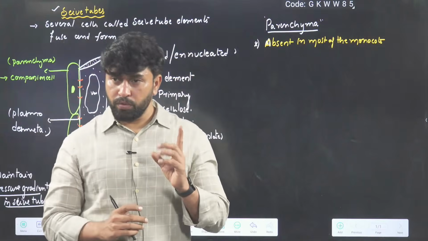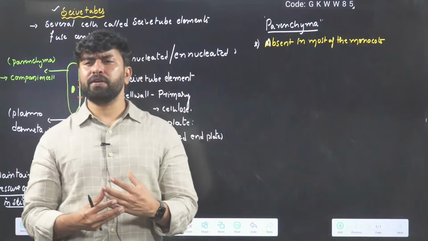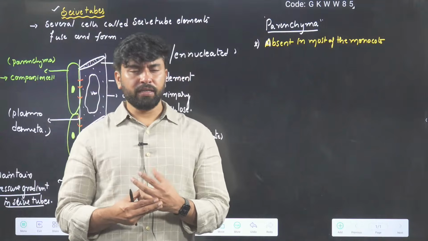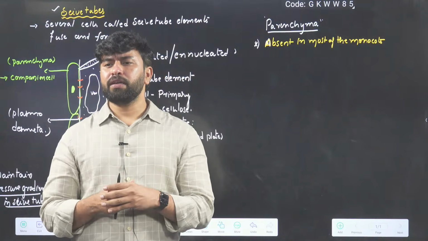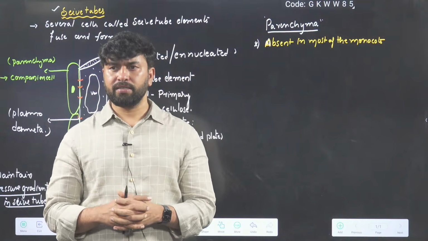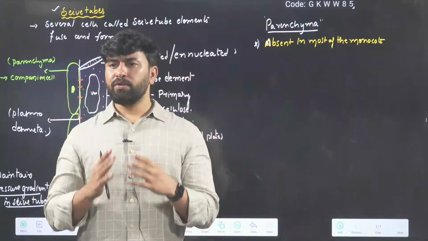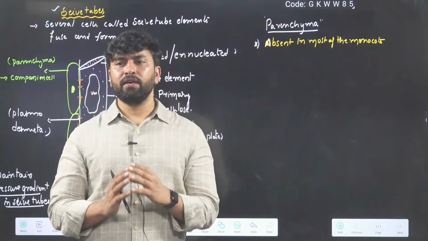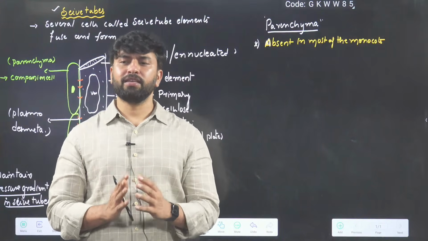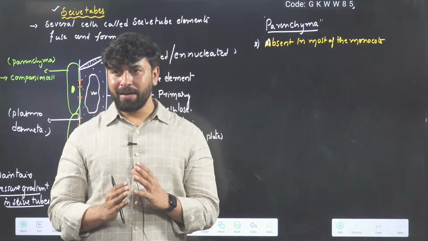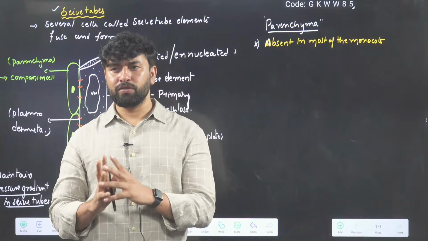Who? Monocots. Why do they say most of the monocots, not all? Reason, there is a family called Graminaceae, grasses. In that family, most of the monocots do not carry phloem parenchyma. That's the reason why they say phloem parenchyma is absent in most of the monocots.